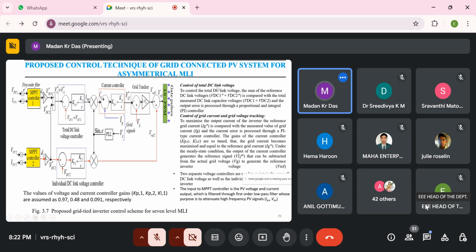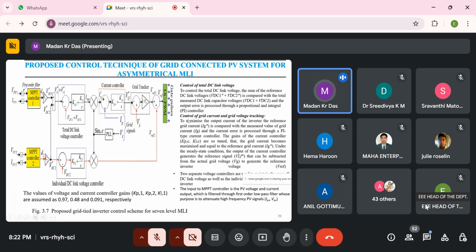And this is the control technique for the total DC link voltage. We have to control the total DC link voltage: the sum of the reference DC link voltages VDC1 plus VDC2 is compared with the total measured DC link capacitor voltage VDC1 plus VDC2, and the output error is processed through the proportional and integral controller. And this is the control of the grid current and grid voltage tracker.